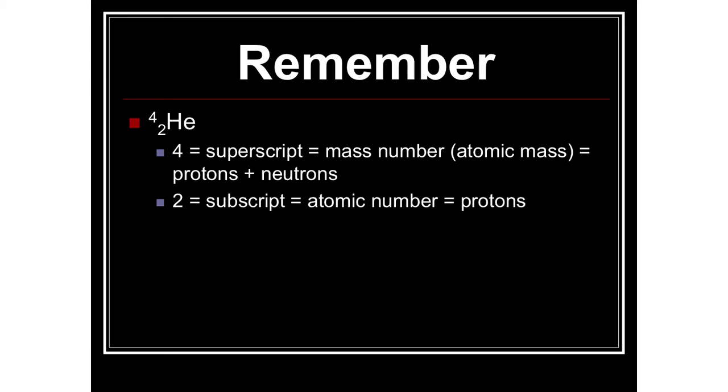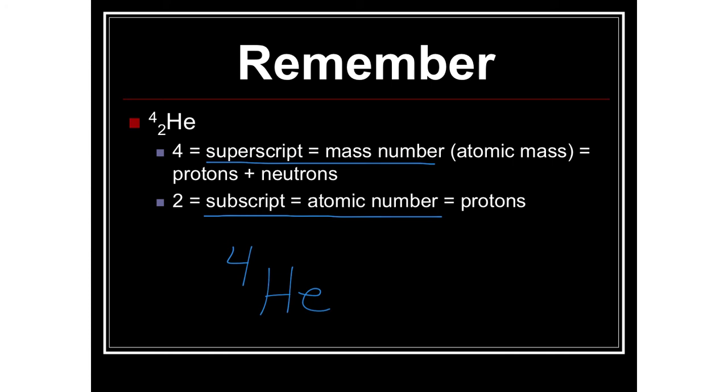This slide here just serves as a reminder. The top number, the superscript, is the mass number, which is the protons plus the neutrons. And the bottom number, the subscript, is the atomic number, and that tells us the number of protons. Now, if we had this helium with a mass of 4, they don't have to include the 2 at the bottom, because we could look at our periodic table, find helium on there, and know that its atomic number is 2. So a lot of times they won't fill this in for you, and you can figure that out from the periodic table.